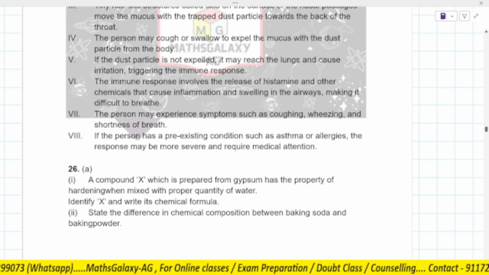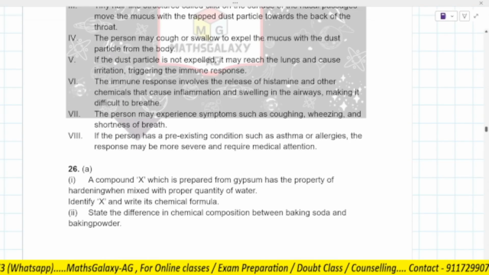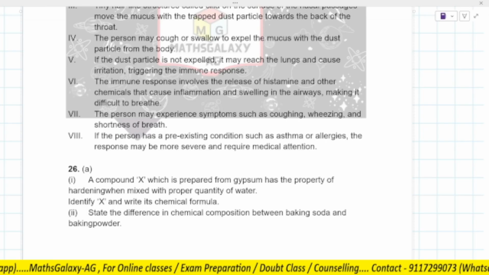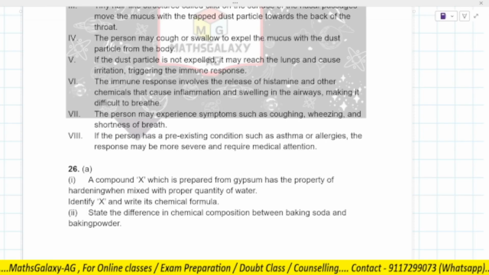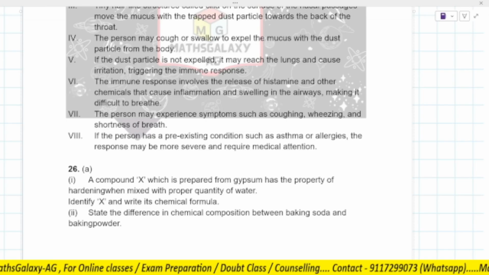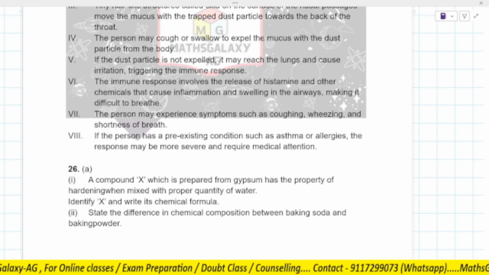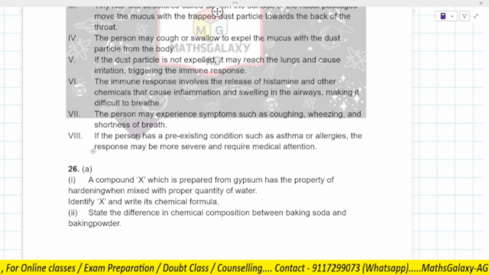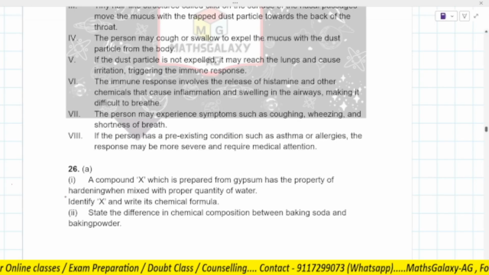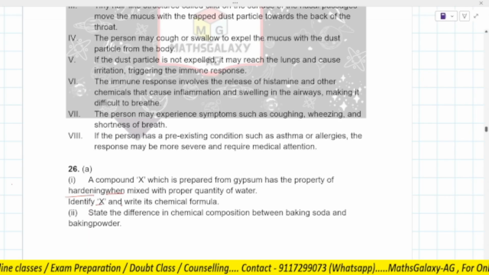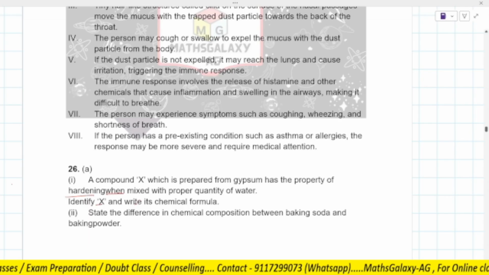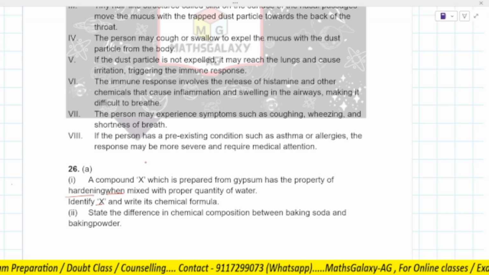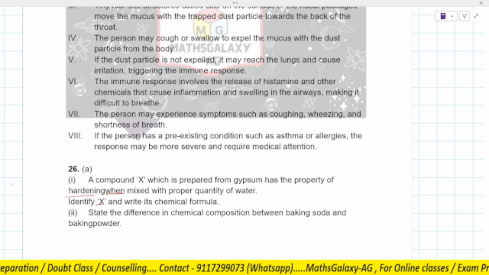Now let's see the 26th number question, 26A. A compound X which is prepared from gypsum has the property of hardening when mixed with the proper quantity of water. Identify X and write the chemical formula. So can you identify it? It is plaster of Paris. Yes, very good, okay?